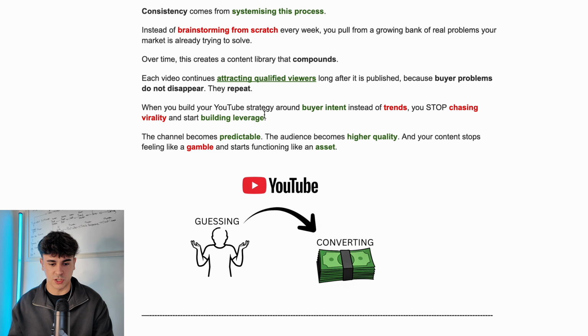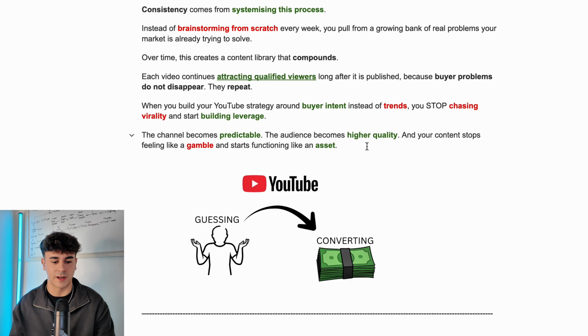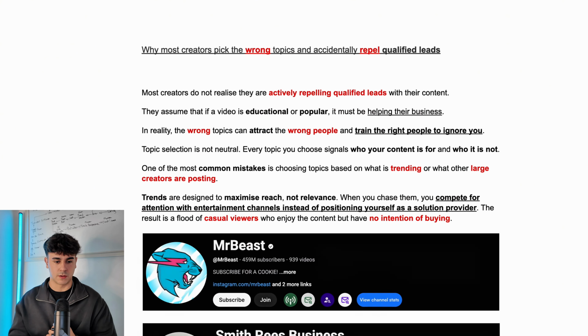When you build your YouTube strategy around buyer intent instead of trends, you stop chasing virality and start building leverage. The channel becomes predictable, the audience becomes higher quality, and your content stops feeling like a gamble and starts functioning like an asset. Next topic: why most creators pick the wrong topics and accidentally repel qualified leads.